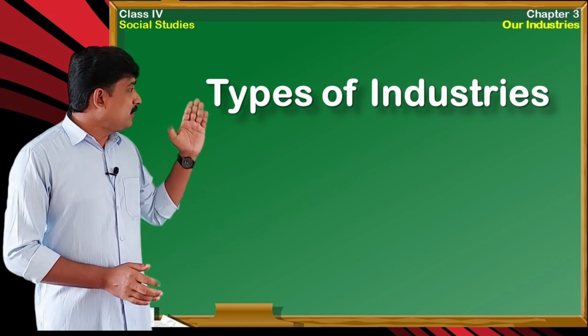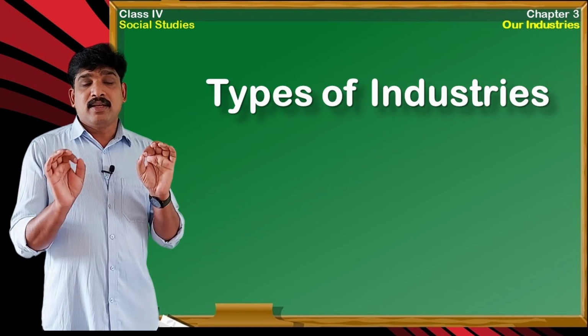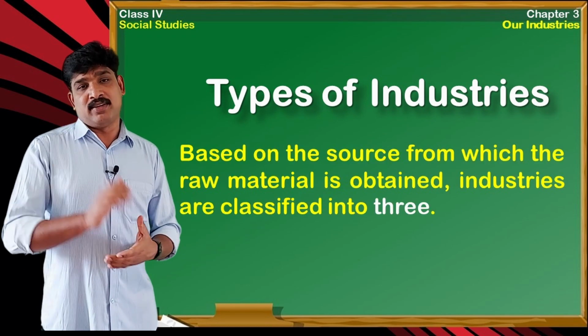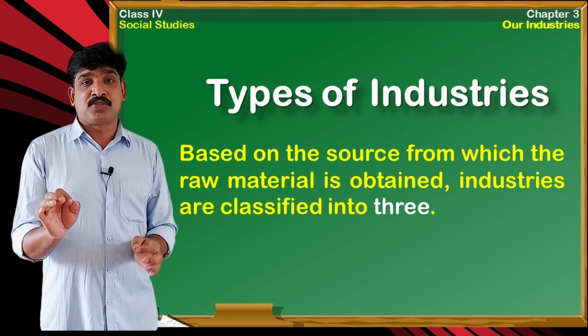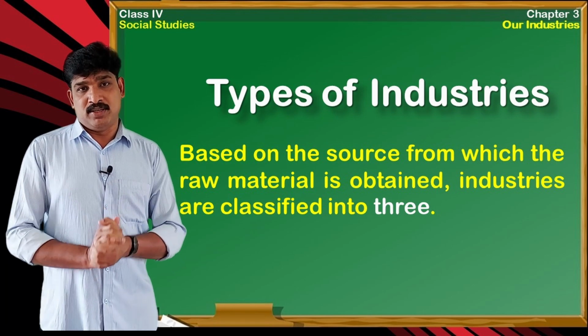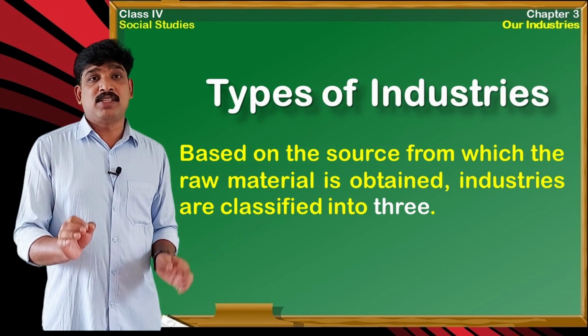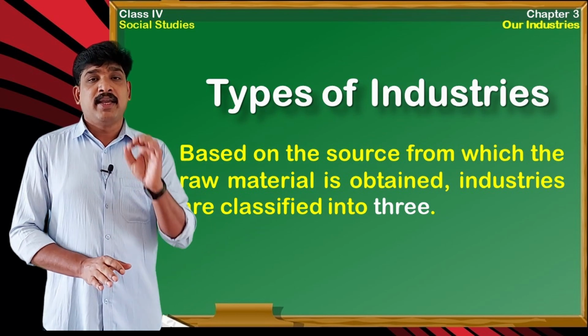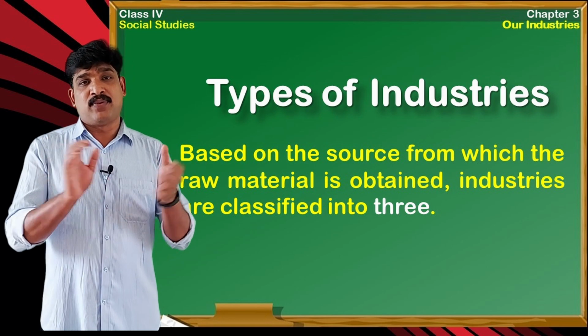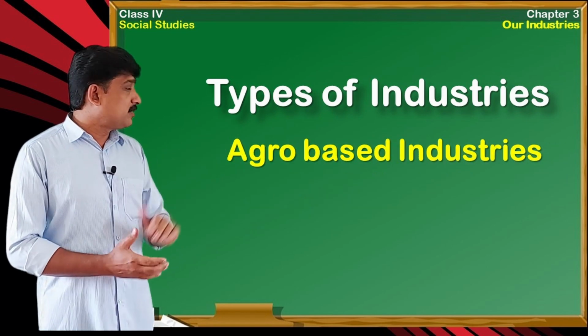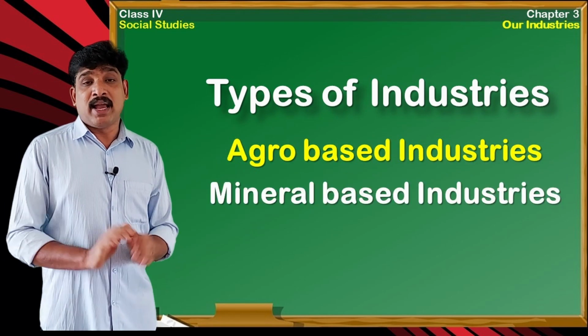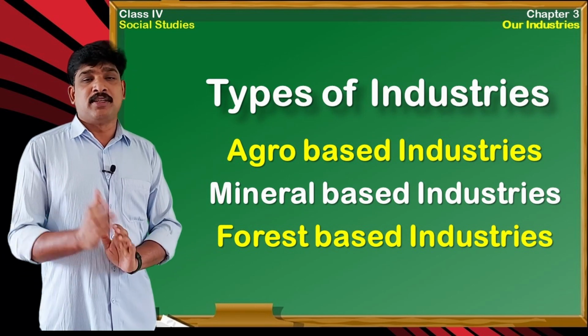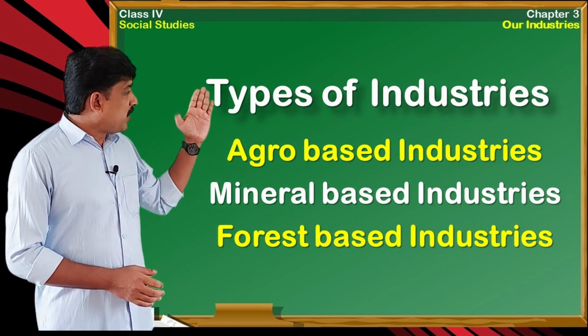Now let us move on to the types of industries. Industries are classified into different types. Different industries use varied raw materials. Based on the source from which the raw material is obtained, industries are classified into different types. Agro-based industries, mineral-based industries and forest-based industries. Let us find out what these all are.